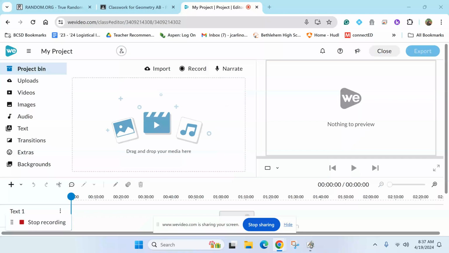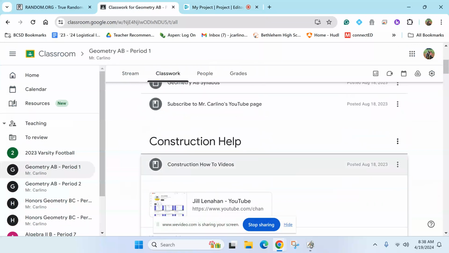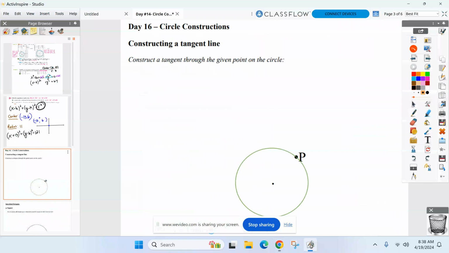Process the steps. I want to remind you guys that up on Classroom, it's been there all year, are all the how-to videos. It's right above the start of the school year info, right there, construction help. To find what you need, go step by step. So it's always there for you.